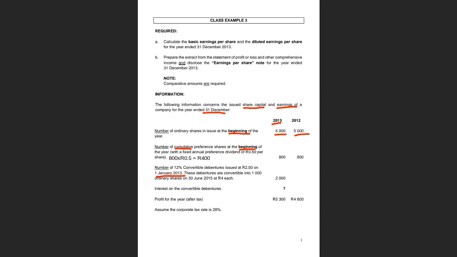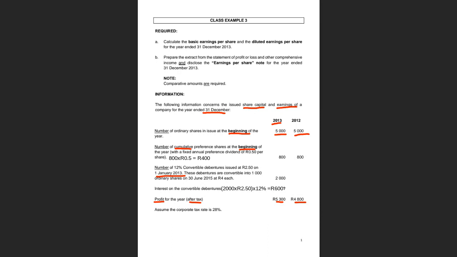I'll give you some time. We get an amount of 600 Rand. So the interest on the convertible debentures is 600 Rand. Okay, so we can just move that up there, put that there. And then it tells us that the profit for the year, remember, we like profit for the year because it's after tax and we only want to deal with an after tax amount, is 5,300 and 4,800.